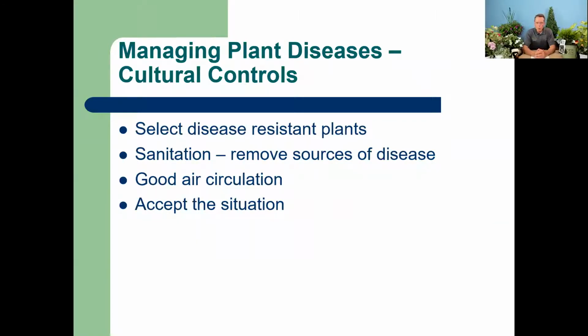So what do we do? How can we manage these problems? Our first line of defense always is and always will be what I call our cultural controls. Think of this again as that three-legged stool. If I can take away any one of those three legs, then I've broken the triangle. I was able to prevent and stop disease.